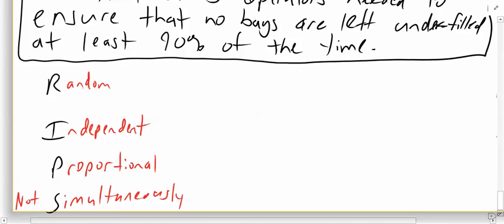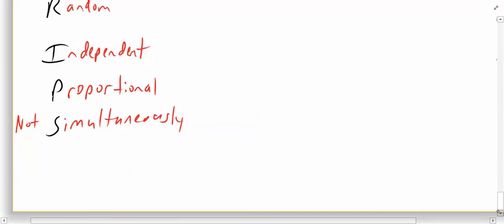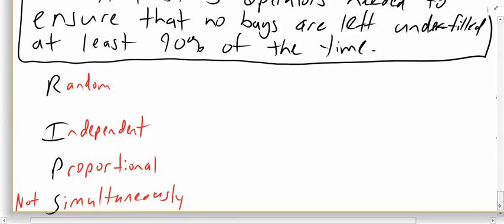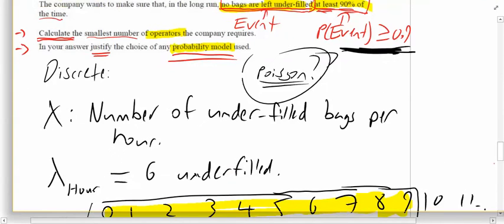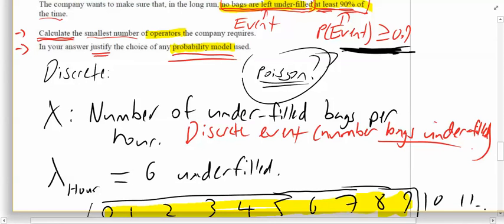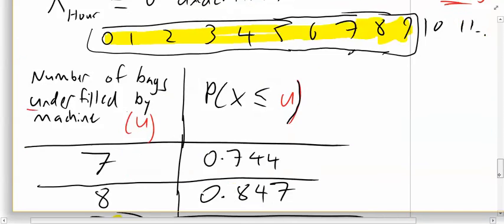Okay, so there's RIPS. Now, in this situation, the overriding one, of course, is that for Poisson, we have to be dealing with discrete events in a continuous interval, and we sort of mentioned that back at the start, and we should actually add that in at the beginning. So discrete event, number of bags underfilled, context, within a continuous interval, an hour. Again, we've got the context in there. Good, so we've sort of covered that one.